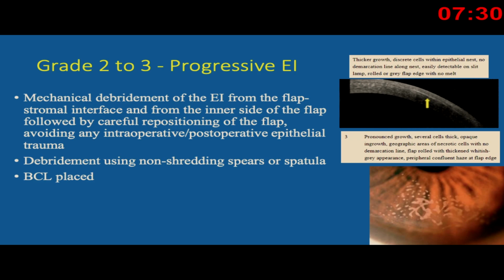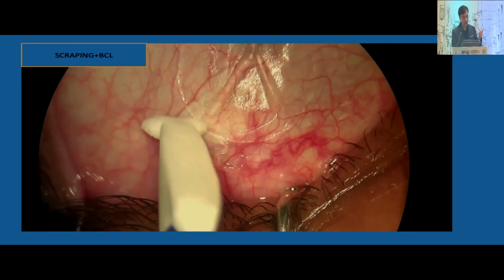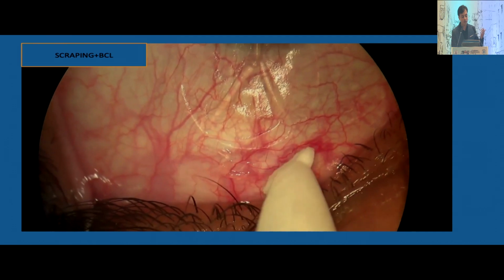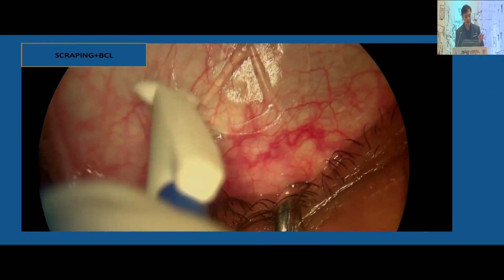But we are more worried about those progressive grade 2 or grade 3 epithelial ingrowths, which have thicker cells, discrete cells with epithelial nests, and no demarcation line. You can also see a slight rolled up edge at the edge of the flap, and many of them are known to have epithelial fistula. These are the ones which require intervention, mainly in the form of debridement, which has to occur on the surface of the stroma and also under the surface of the flap as well.